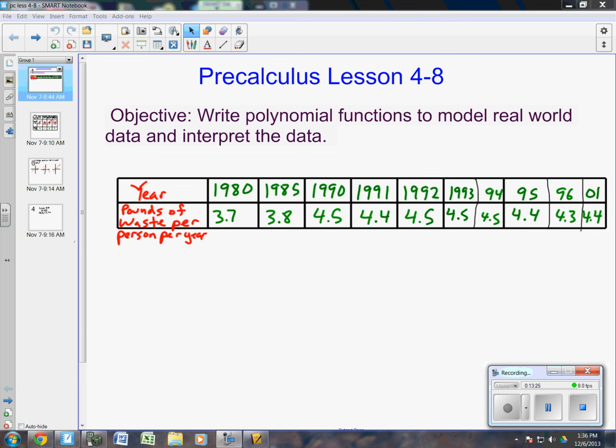Yeah, this is lesson 4-8. Someone asked me, why are we skipping so many sections in the book? That's exactly right. Because I'm following the core curriculum of the state.